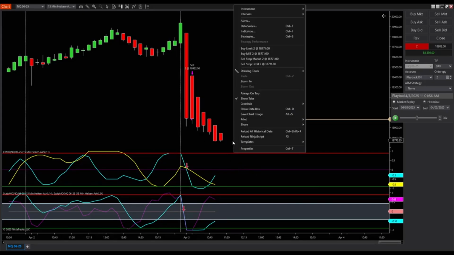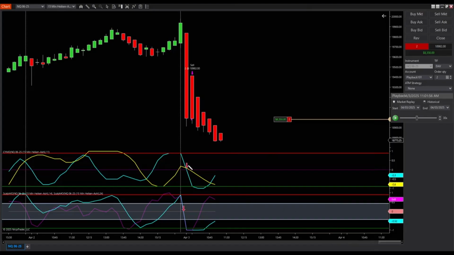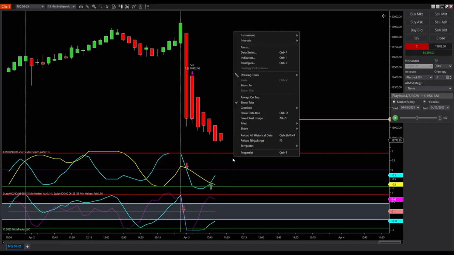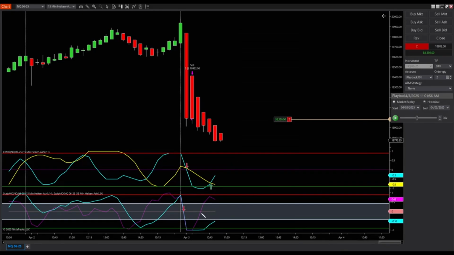So let's see where our exits took place, okay? Our exits took place right here, the moment where cycle and momentum kiss goodbye. Bingo, right there, okay? You could have taken your exit as a scalper right here as well. The moment that the purple line just crossed above zero, that would have been it. You would have been done with the trade.